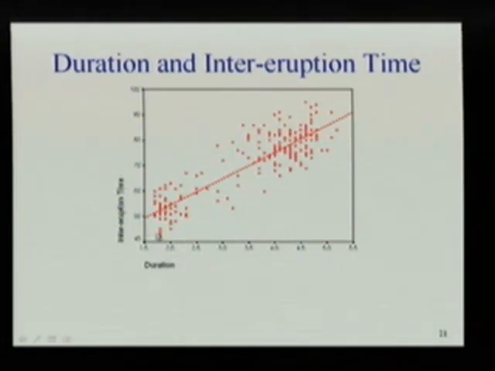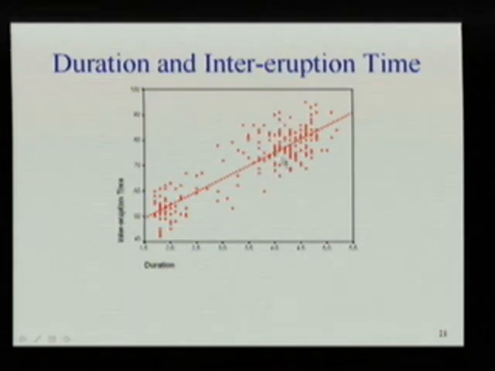What this can do is help us recommend to visitors when they should come back again after seeing an eruption. Now, let's say you observe a duration of eruption of 4 minutes. How long should you wait until the next eruption? Well, you look at the inter-eruption time. When the duration of eruption is 4 minutes, the inter-eruption time is scattered from maybe 65 to 90. Sometimes 65, sometimes 90, but it's scattered around that.